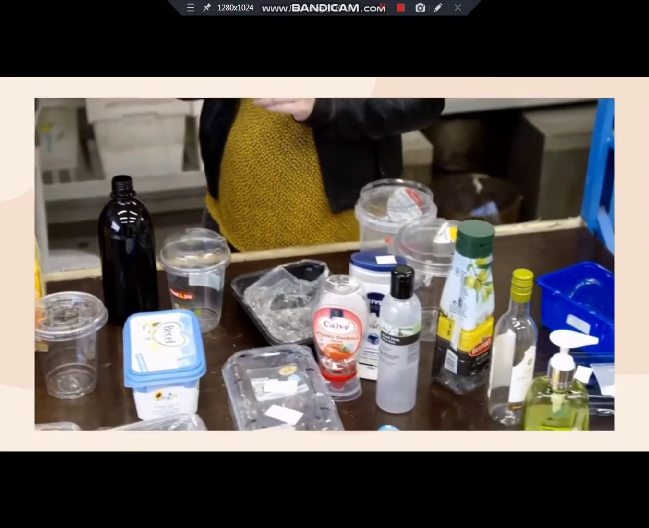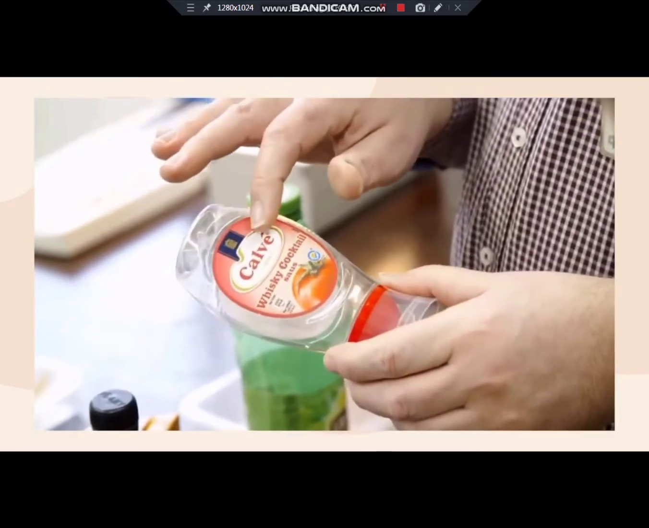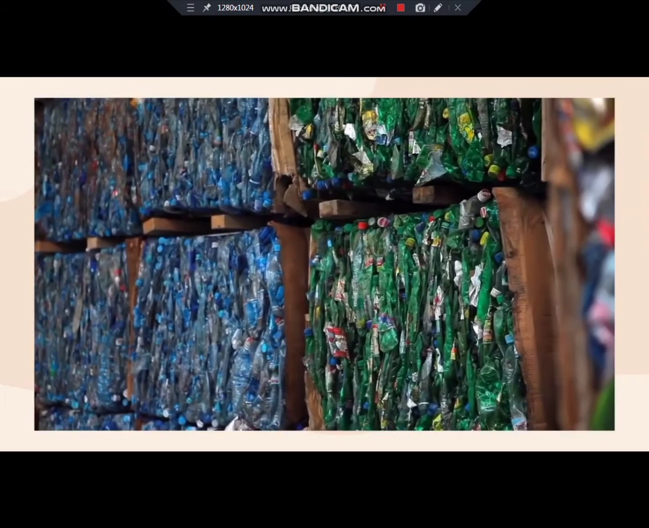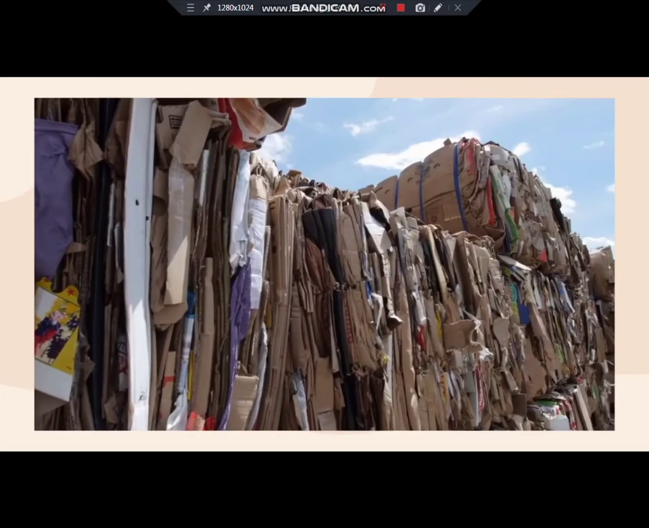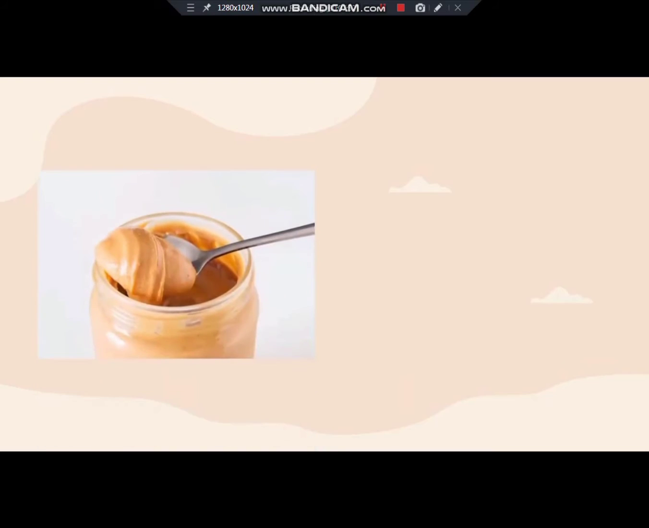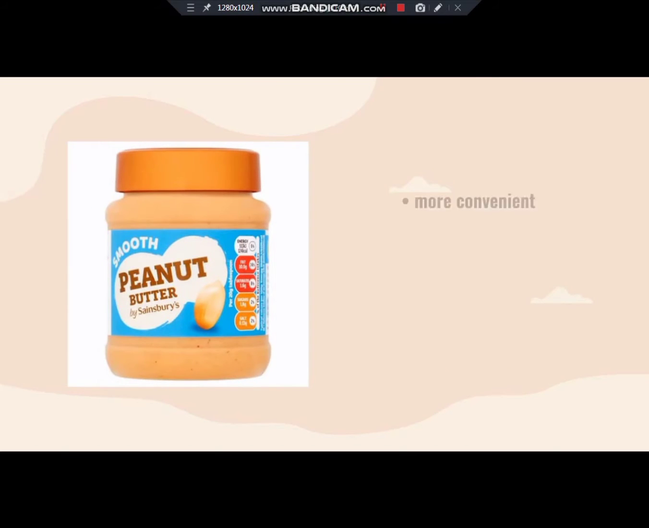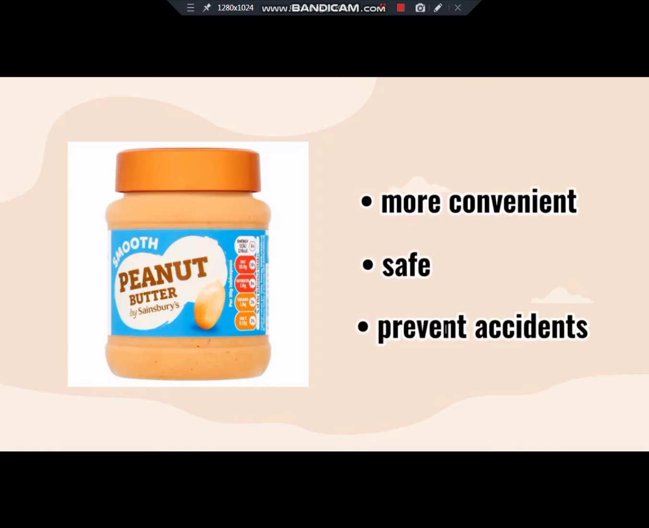The following examples demonstrate how redesign of packaging materials can help to reduce environmental impacts as well as fuel consumption. Sainsbury's switched their glass peanut butter jars to plastic, cutting packaging by 83%. They wanted to replace it because it is more convenient, safe, and to prevent accidents to customers and consumers.